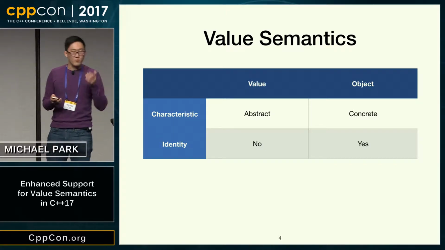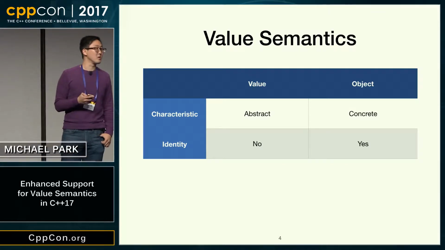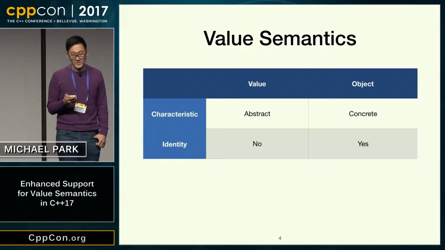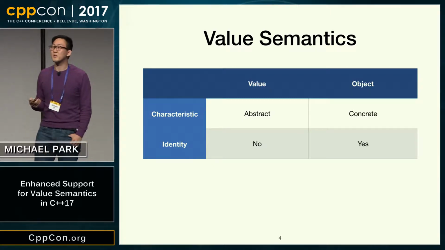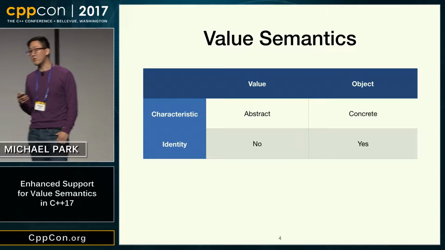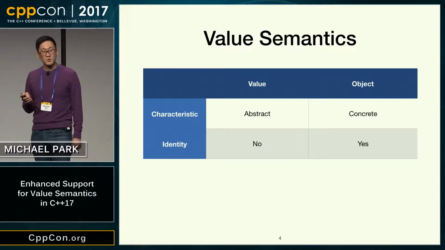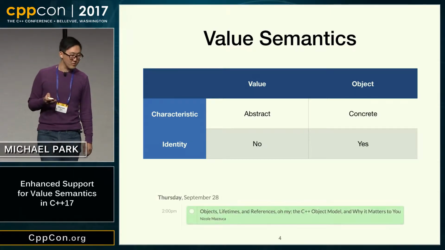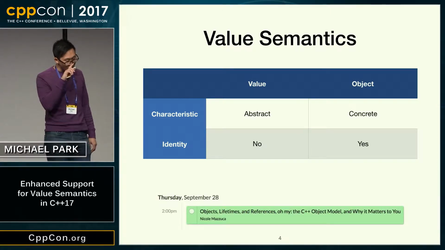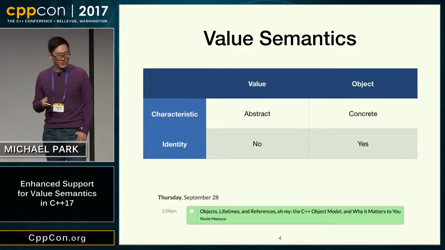So we actually have formal ways of describing this in C++ through value categories. Values, as I've defined it just now, are categorized as prvalues, whereas objects are categorized as glvalues. I'm not going to go into details as to how the value categories work and what the conditions are, but if you go to Nicole Mazzuca's talk on Thursday, she's planning to talk about object models in detail, so she'll cover that there.